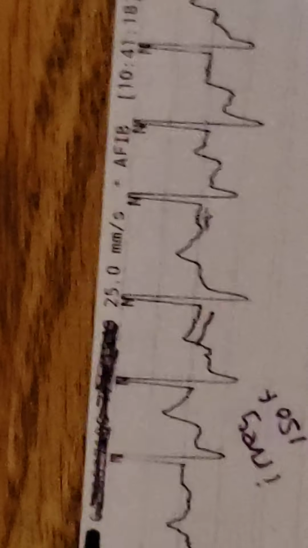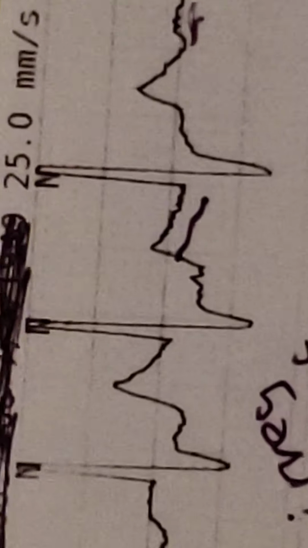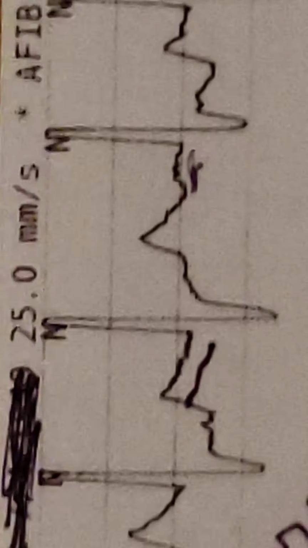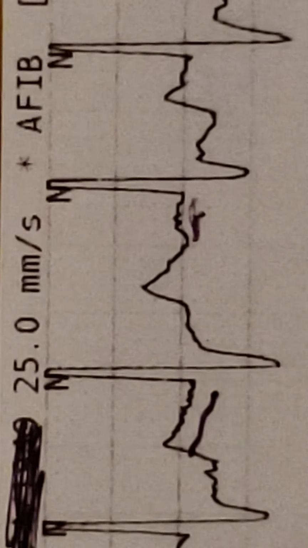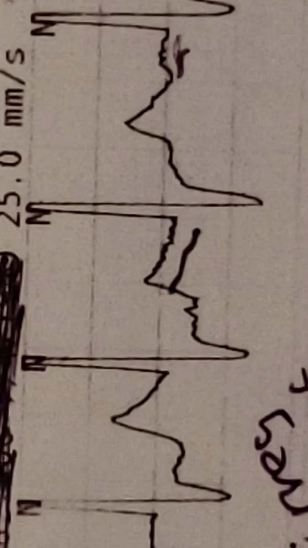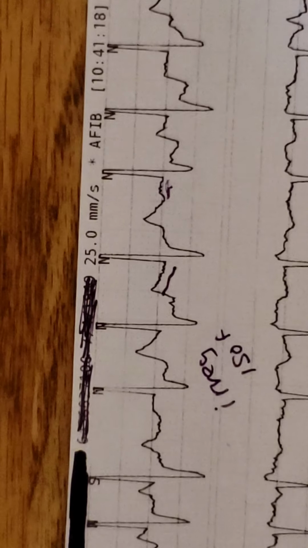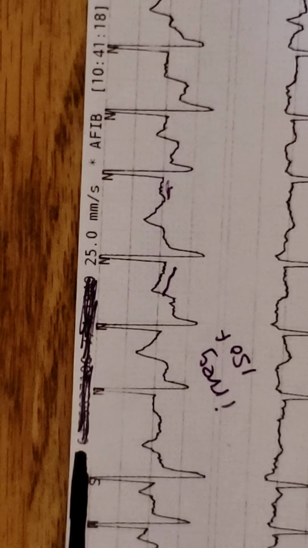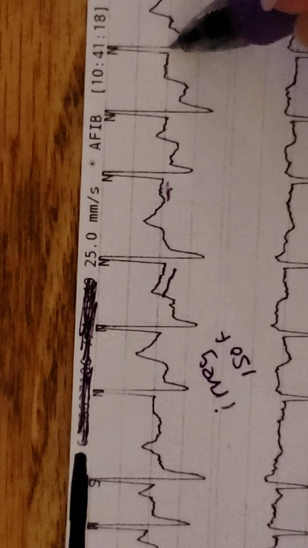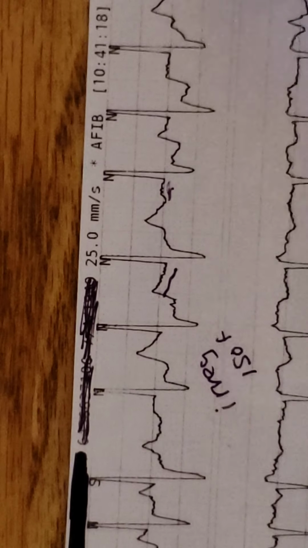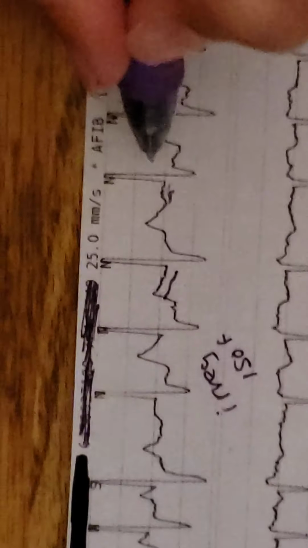Look at this one right here. Let's see if I can zoom in really close for you on that one. See how it's all wiggly and jiggly? You can't say for sure if any of those are a P wave. And you have irregular QRS complexes at a high rate. I can't identify a P wave. There's no PRI interval, but my QRS is still within that normal range.